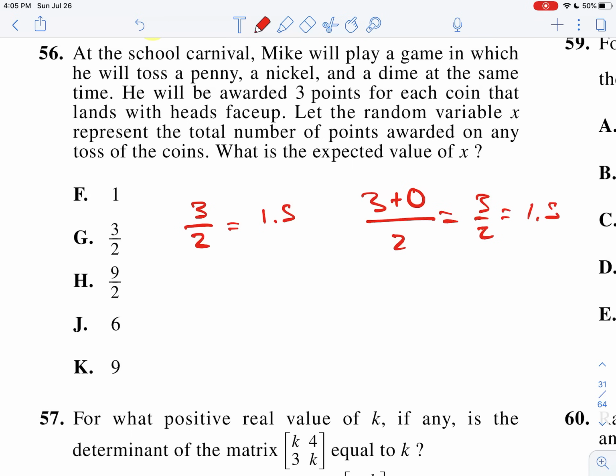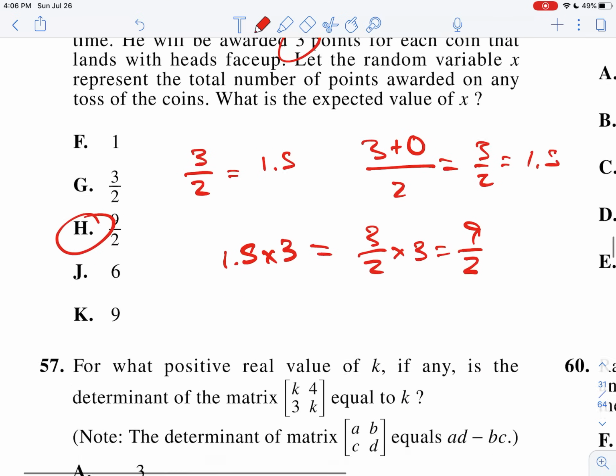That's per coin. Now he's doing 3 coins, a penny, a nickel, and a dime, and the value of each doesn't matter. But you're doing 3 coins at a time, so you're actually going to do 1.5 times 3 is the expected value for each toss of the 3 coins. That's 9 over 2. 56 is H.